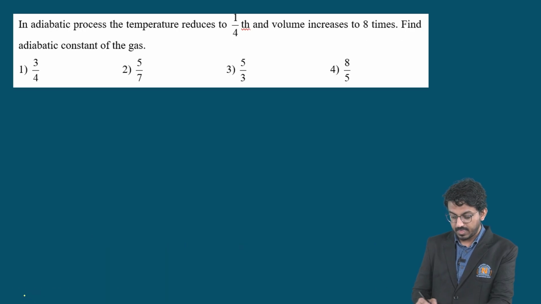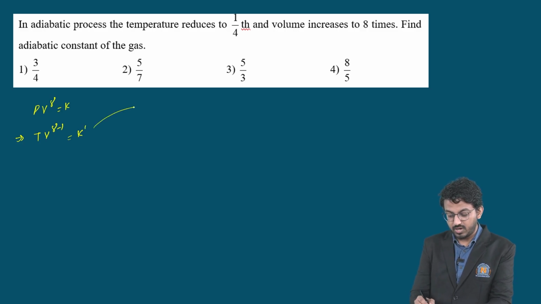Moving on, we have an adiabatic process where temperature changes in the given manner. It becomes 1/4 and volume increases to 8 times. So for an adiabatic process, we have PV raised to power gamma is equal to constant. And there's a similar relation here, which is TV raised to power gamma minus 1 is equal to constant K prime. So we'll be using this relation here.